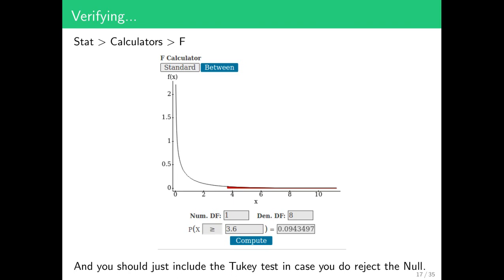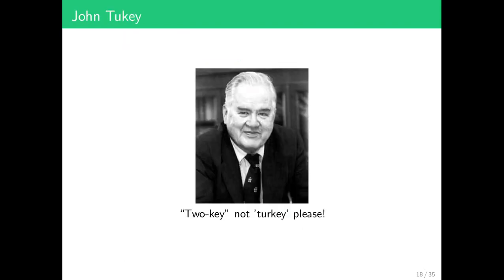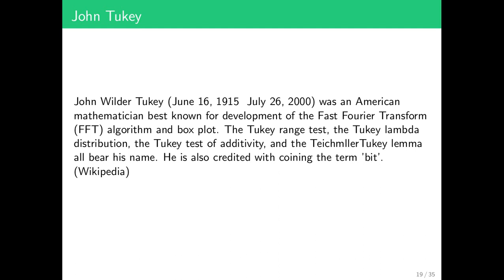And you should just include the Tukey test in case you do reject the null hypothesis. If it's just two groups, it doesn't really matter, but if you have more than two groups, you want to tell which groups are causing the difference. Tukey, not Turkey. His name is not Turkey, it's Tukey. Okay, so he was an American mathematician, and he's famous for a lot of stuff.